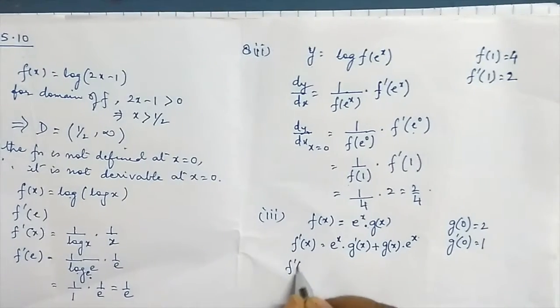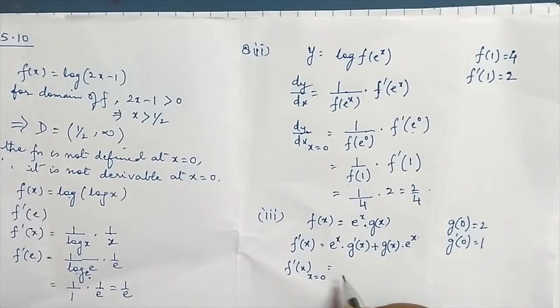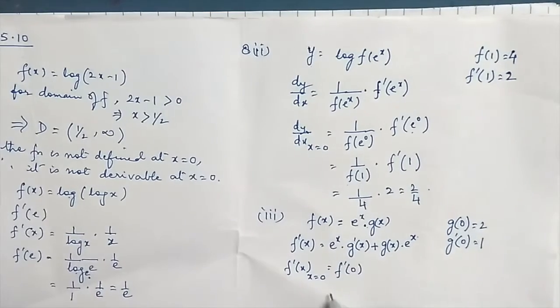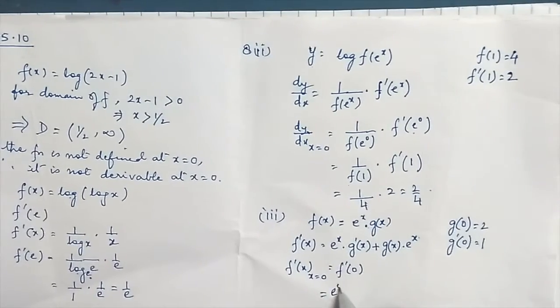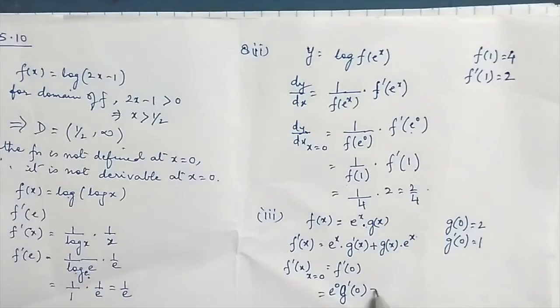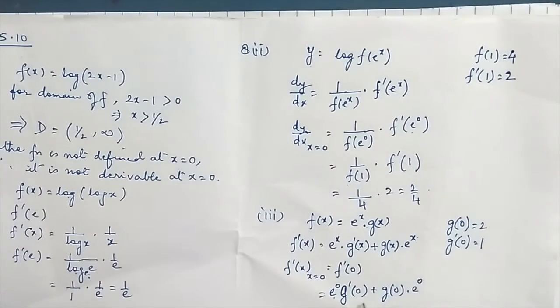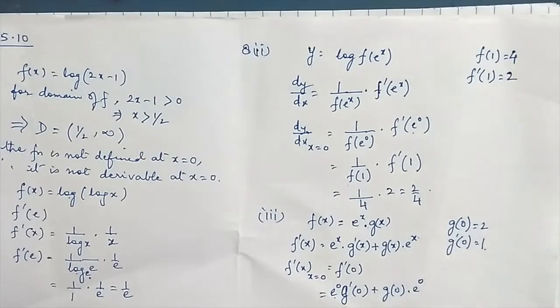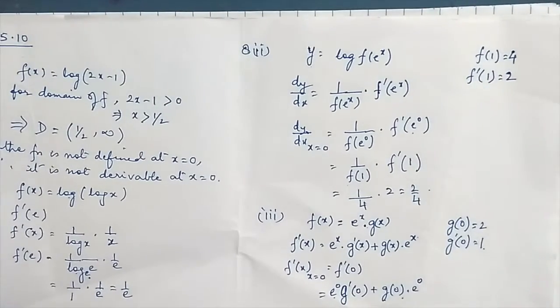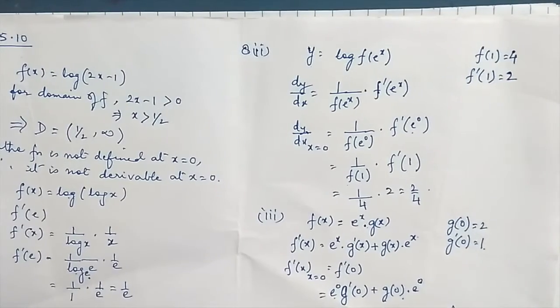Now f dash x at x equals 0 I have to calculate, so f dash 0 equals e to the power of 0 times g dash of 0 plus g of 0 times e to the power of 0. Now e to the power of 0 is 1, g dash at 0 is given as 1, plus g of 0 is given as 2 and e to the power of 0 is 1. So I get the answer as 1 plus 2, that gives me 3. This becomes my answer over here, right?